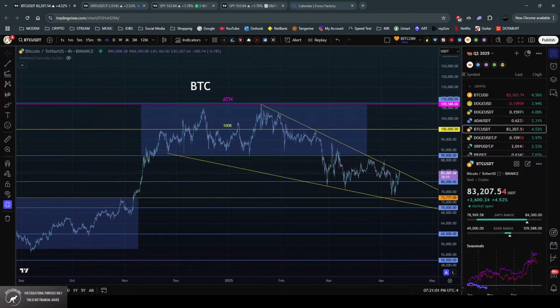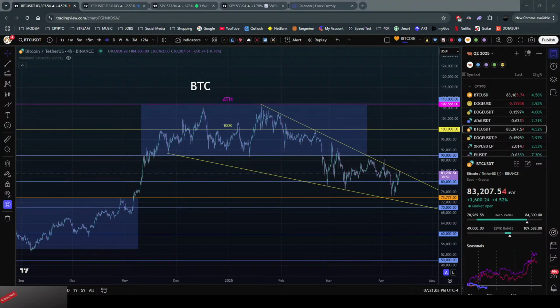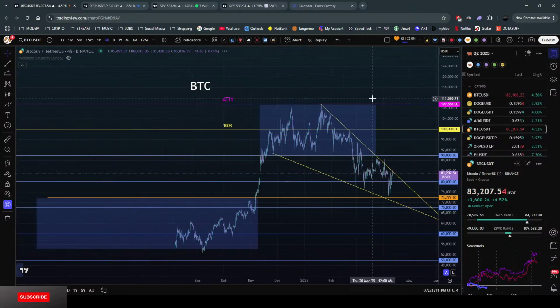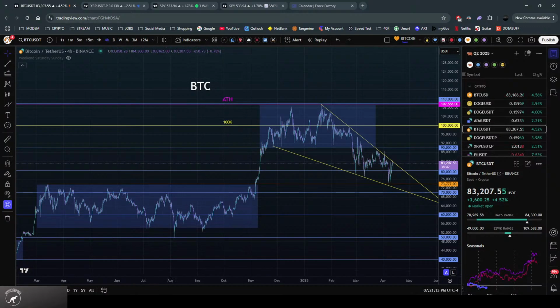Wait, let me turn the music down a touch. We're still in this massive falling wedge on Bitcoin. Like I said in the last stream, we came in and tested that previous high, so that's been a really nice test of resistance, prior resistance becoming future support.